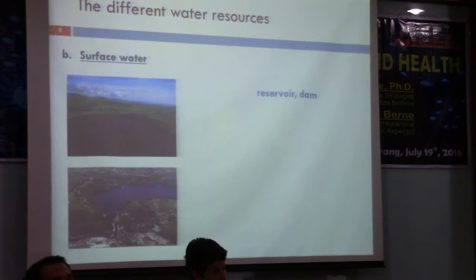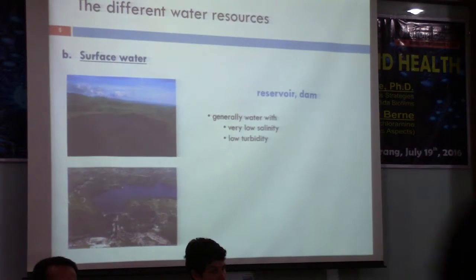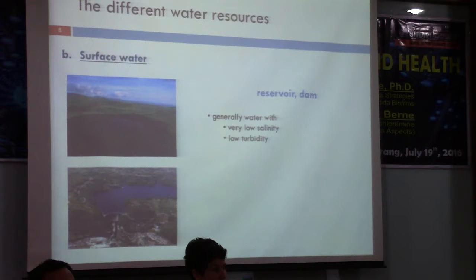Another type of surface water is reservoirs and dams, for example, and they are characterized by long residence time. So there is sedimentation of the suspended solids, and you have generally low turbidity and low suspended solid concentration. But other problems like high concentration of natural organic matter and algae or iron or manganese, for example.